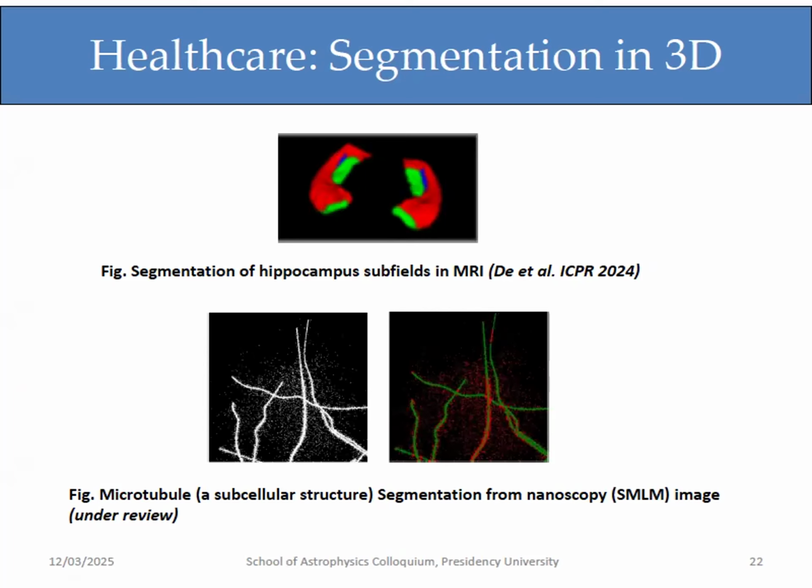This is one of the works we have been doing with the Arctic University of Norway, where we have microscopy data, and from the microscopy data we are trying to identify subcellular structures like microtubules. There are also things known as vesicles, which are of importance to biologists.